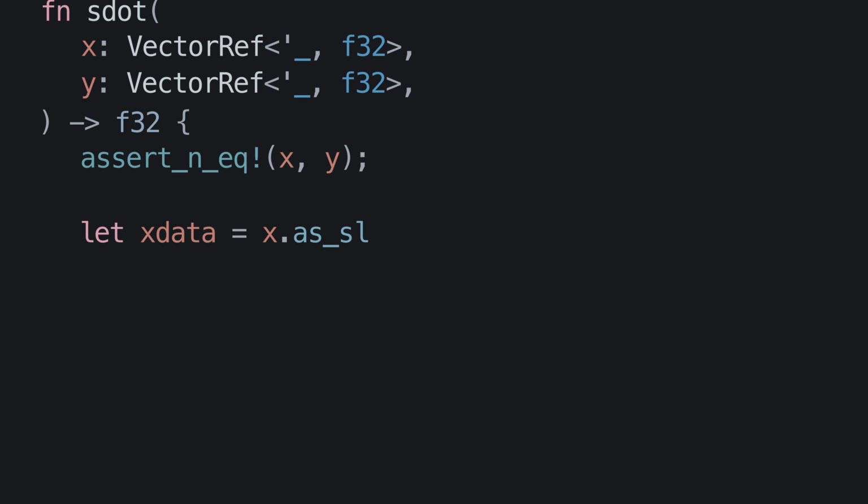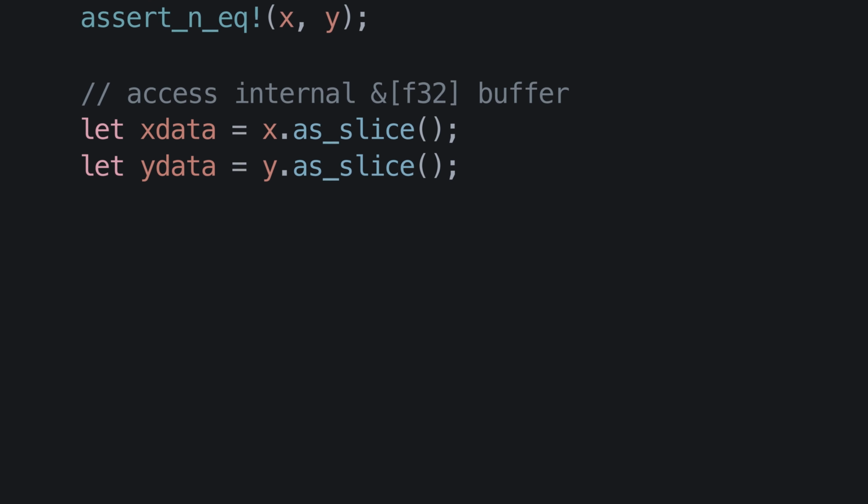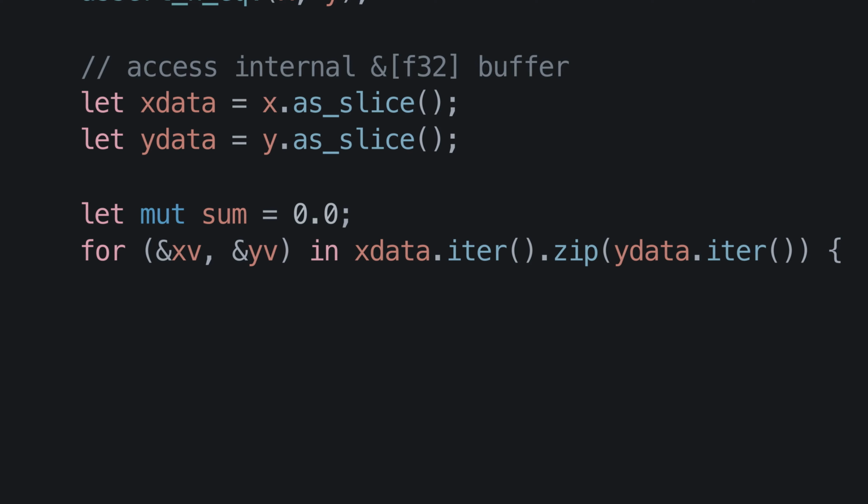First off, we are using vector refs because they don't mutate here. We first access the internal data buffers from both vectors. Then define a mutable sum starting at 0. We iterate through both vectors at the same time and add their element-wise products to the sum. And then we just return the sum.